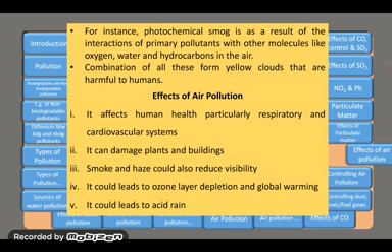Acid rain. When CO2, for instance, or let me say NO2 and SO2, mix with rainwater in the atmosphere, they could form either sulfurous acid, nitrous acid, or nitric acid, which we know as acid rain.